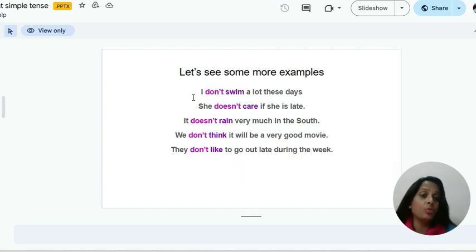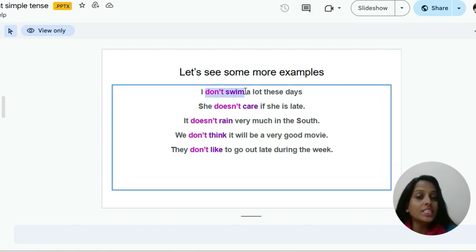So let's see some more examples. I don't swim a lot these days. She doesn't care if she's late. So always remember where to use do, where to use does, and where to use don't or doesn't. It doesn't rain very much in the south. We don't think it will be a very good movie. They don't like to go out late during the week. So these are some more examples.